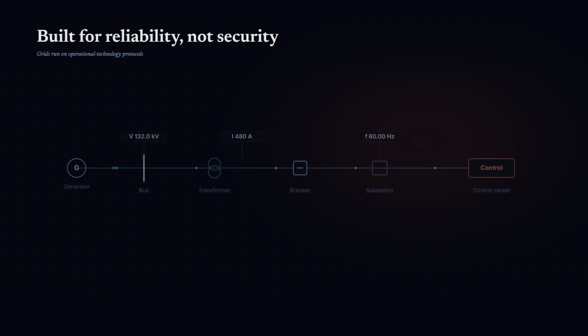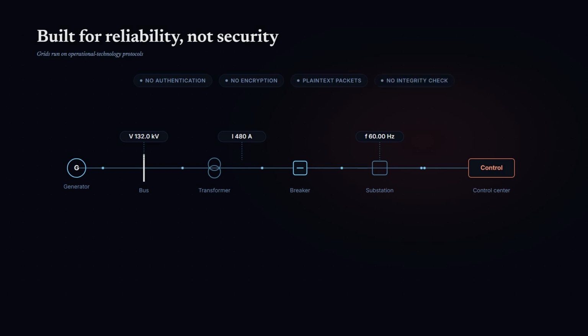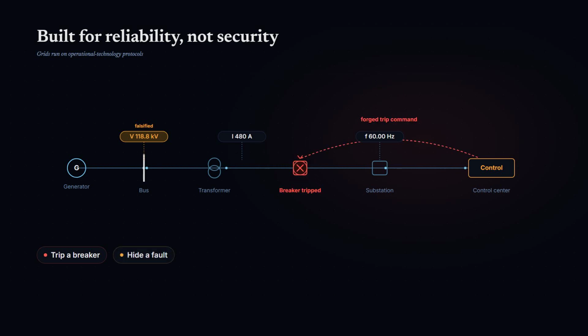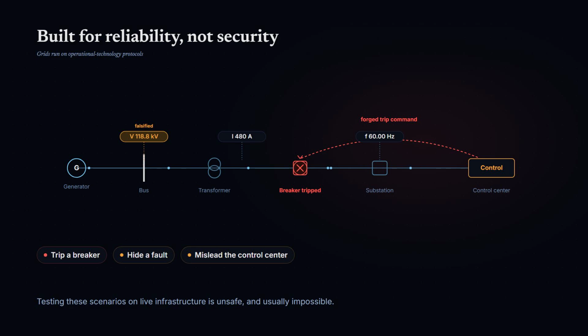Modern grids run on operational technology protocols that were designed for reliability, not for security. They carry the measurements operators trust and the commands that switch the grid. A single falsified measurement or forged control can trip a breaker, hide a fault, or mislead the control center. Testing these scenarios on a live system is unsafe and usually impossible.